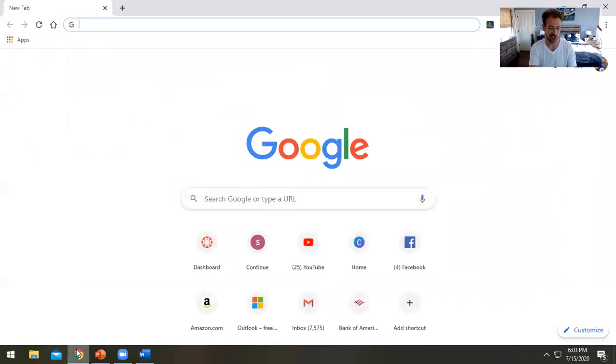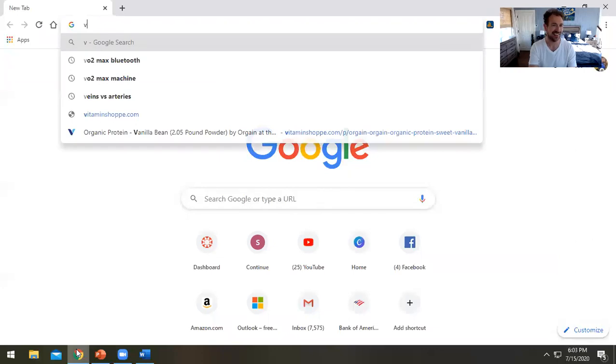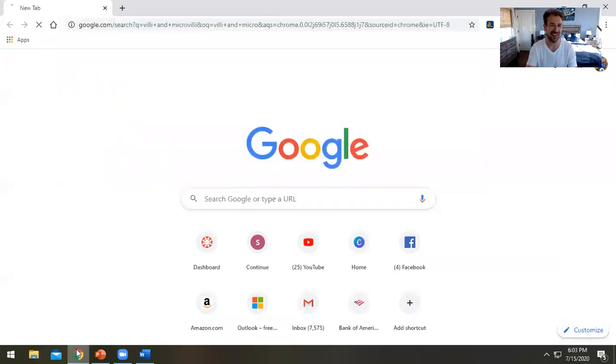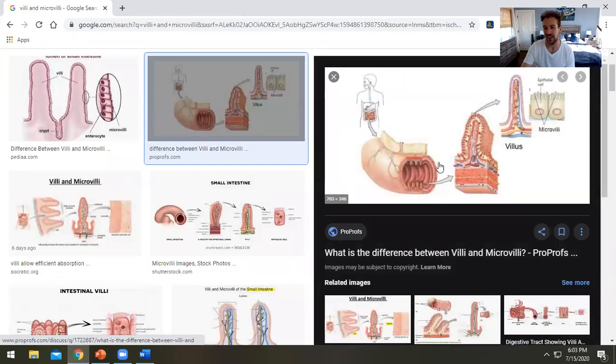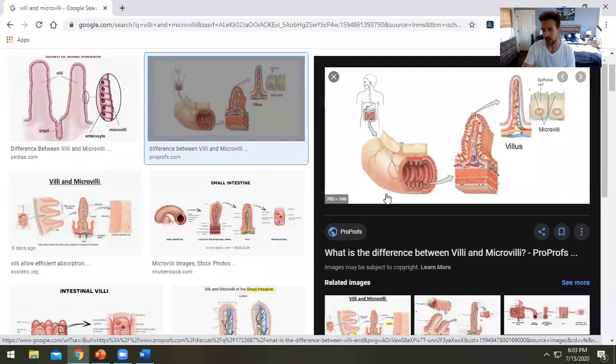Villi, Billie Eilish, villi and microvilli. If you look at this here, you can see what the walls of your intestine look like. You see these big folds, the ring shape. Those are called lumen. And then on each of those are all these little small projections, these little hairs.